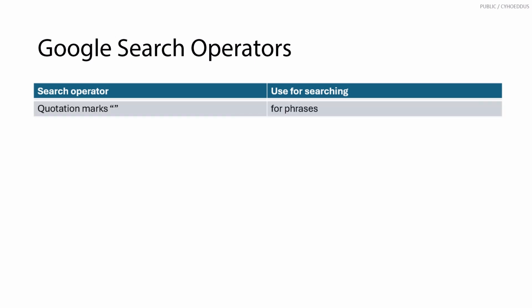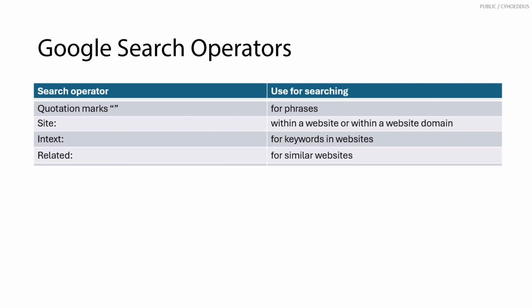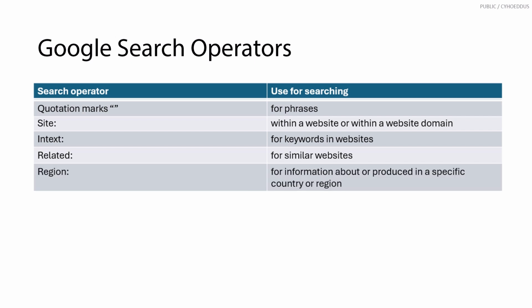The word site followed by a colon will search for information within a website or website domain. The word in text followed by a colon will search for keywords in the text of a website. The word related followed by a colon lets you search for websites that are similar to a specific one. The word region followed by a colon helps you find information from or about a specific country or region. To search for specific file types, like PDFs, use file type followed by the file extension.